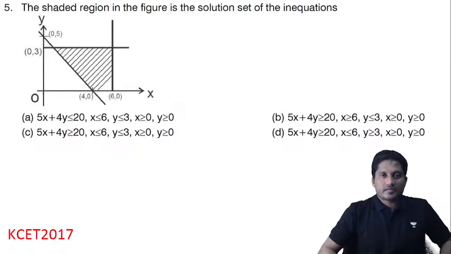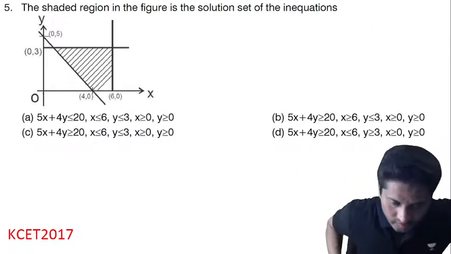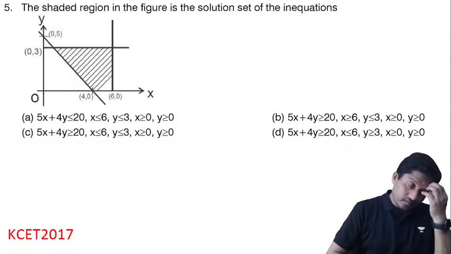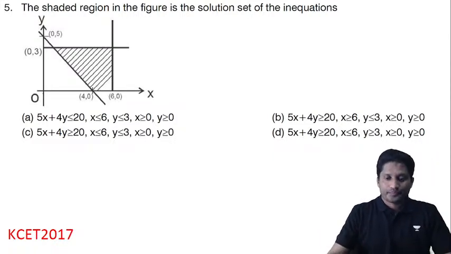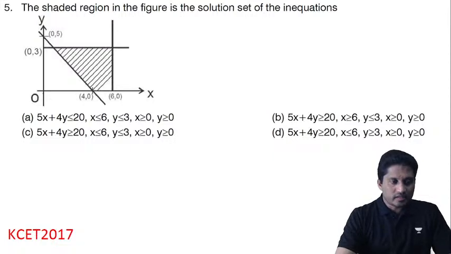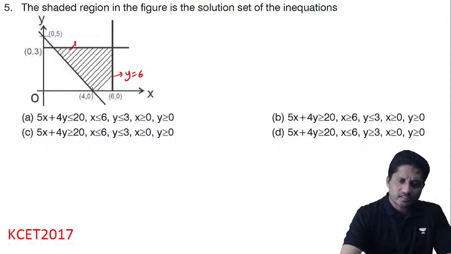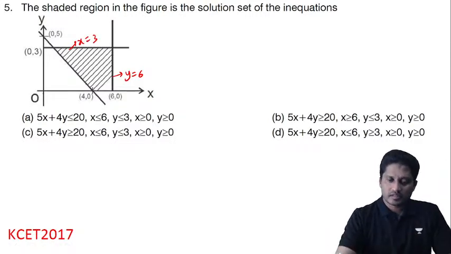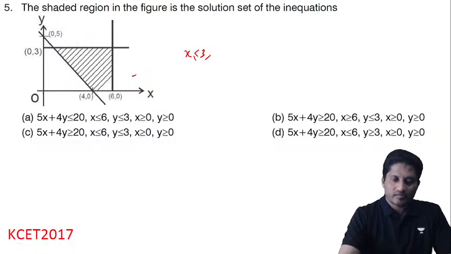The shaded region in the figure is the solution set of the equations. Okay, now listen. This line is y is equal to 6. This line is x is equal to 3. Both are containing the origin. For x is less than or equal to 3, x is equal to something is a line parallel to the y axis, right? Y is equal to something is a line parallel to the x axis.